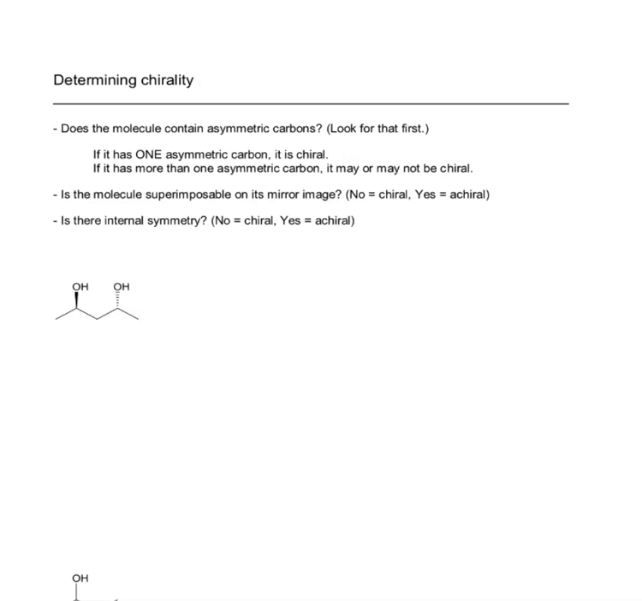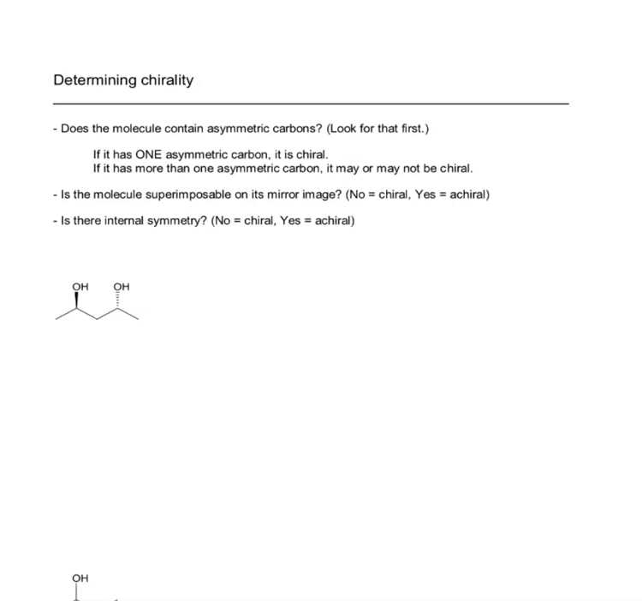Okay, so up until this point, I've shown you some structures. For the most part, I've told you whether they're chiral or not, but you're going to have to know how to do that on your own. So be able to look at a structure and determine whether it's chiral or achiral. So let's practice that. The first thing you're going to look at is, does the molecule have asymmetric carbons? So look at that first.